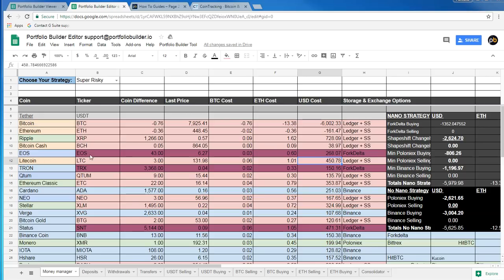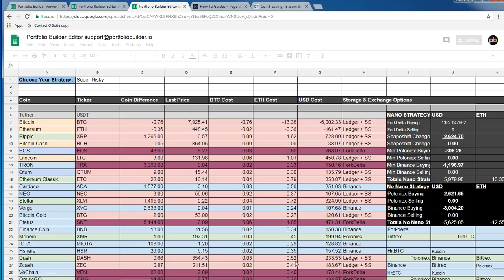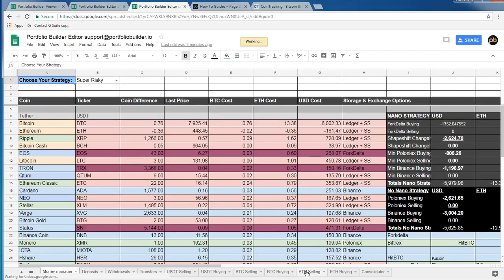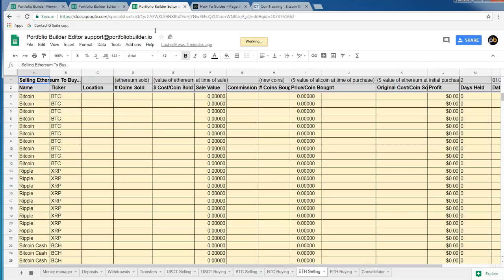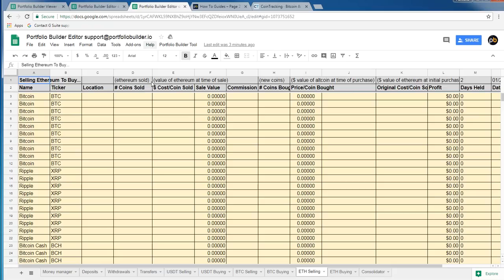So I'm going to go over here. I'm going to write down that I need to sell 0.36 Ethereum, and we'll say at a price of 448. And another little trick you might want to do is essentially creating 2 tabs for the editor so that you can kind of quickly flip back and forth. So on this one I'll look at the money manager, and in this one I will look at Ethereum selling. So I'm going to go ahead and sell, right click, copy, come over here.